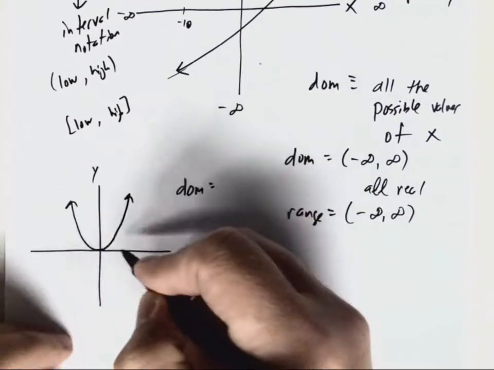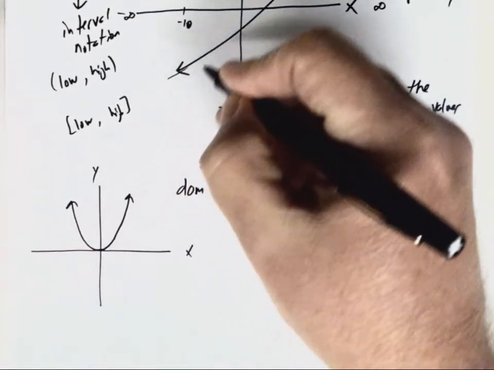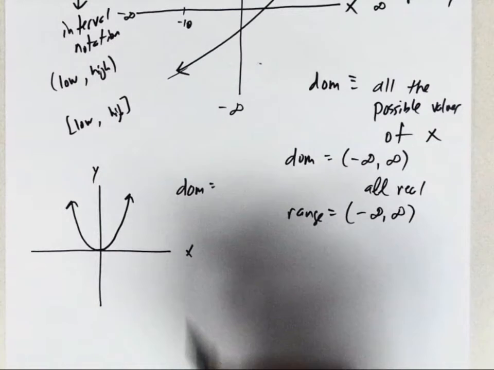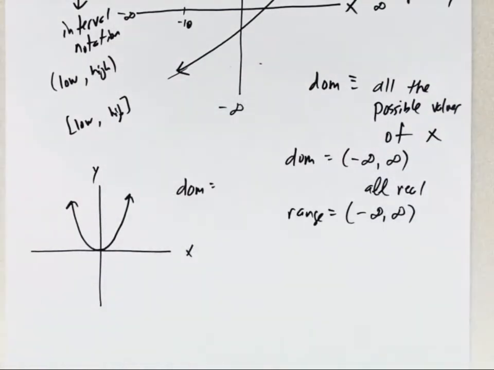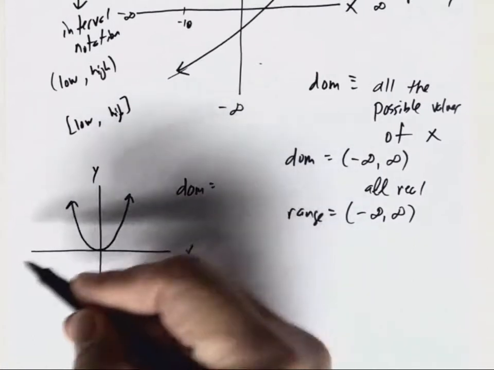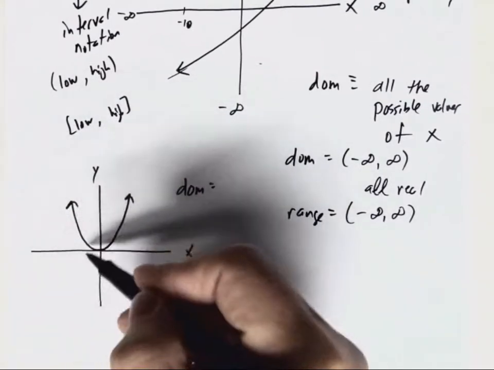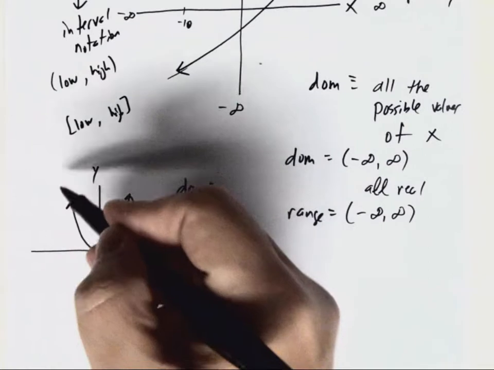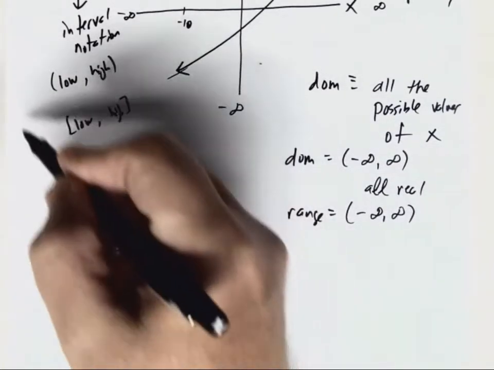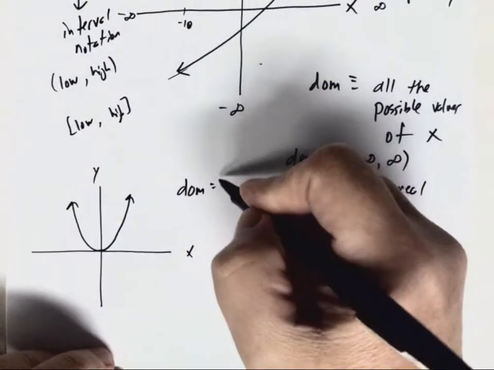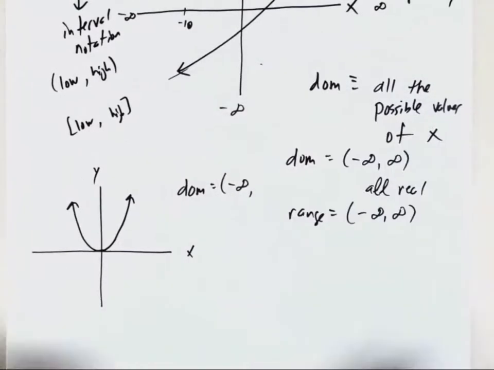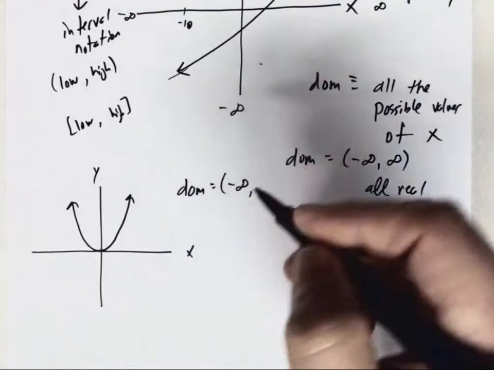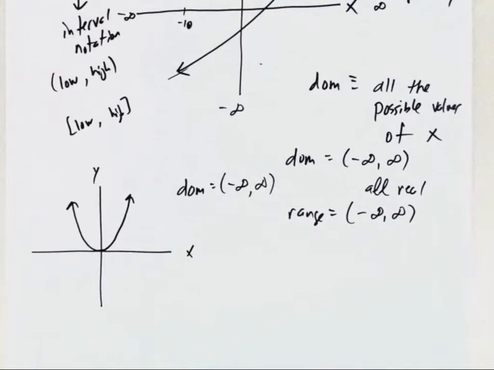So this is a parabola that gets wider and wider as it goes up. So domain, all the possible values of x. If I look at this graph, what's the smallest value of x where this graph exists? How far to the left does this graph go? Well, it goes forever. So it must be negative infinity. How far to the right does this graph go? So once again, it looks like the domain is negative infinity to infinity.